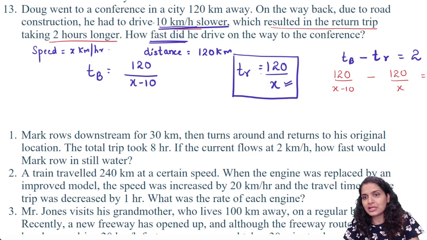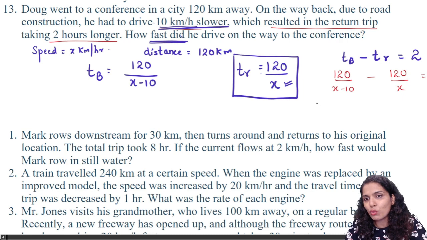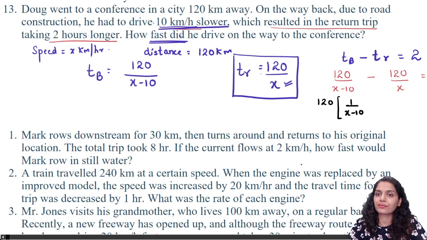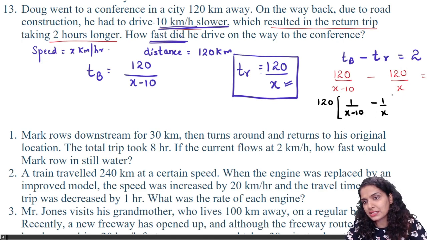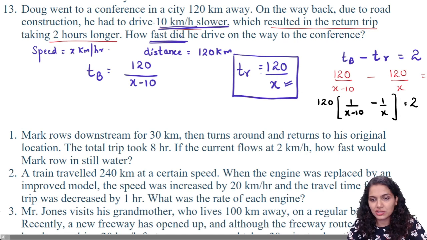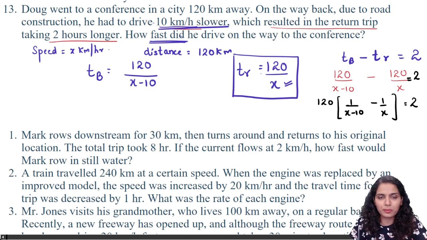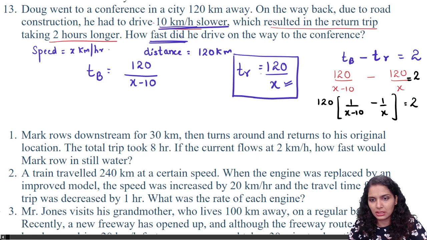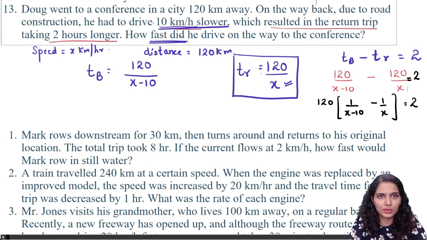So what I can do here, just to make it easy, is take 120 common, right? And it will be 1 upon x minus 10 minus 1 upon x is equal to 2. Just a second, I need to check. Yeah, okay. Hold on. Okay, so here it is actually equal to 2. I know you won't be able to see that because it actually went outside the frame. Okay, so I'll just create more space over here.